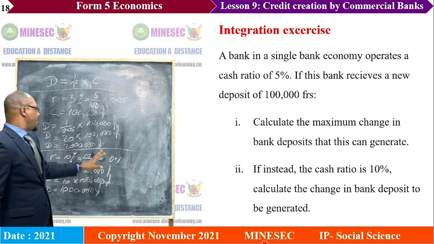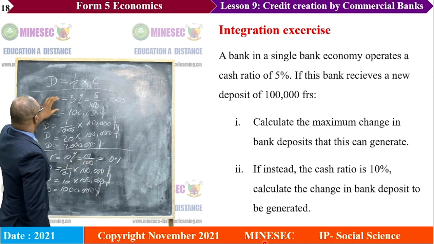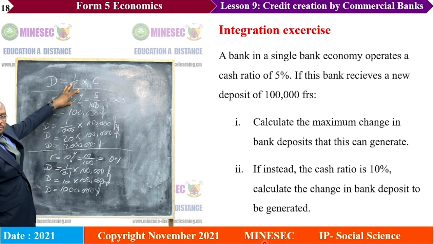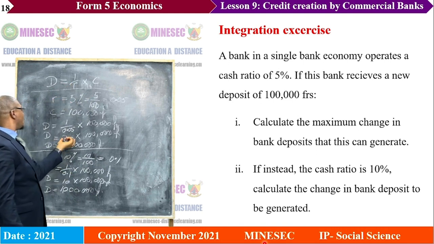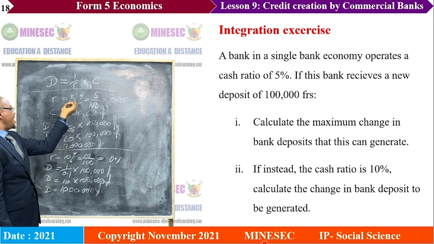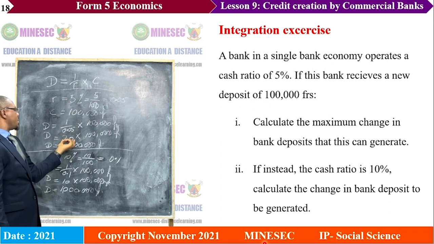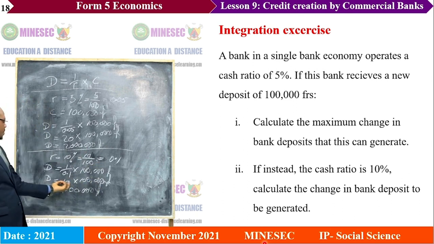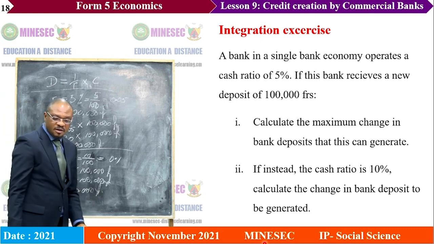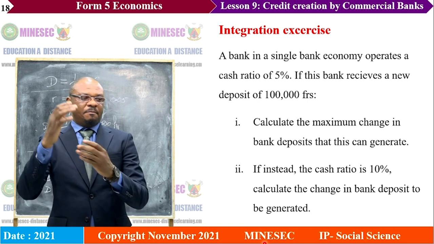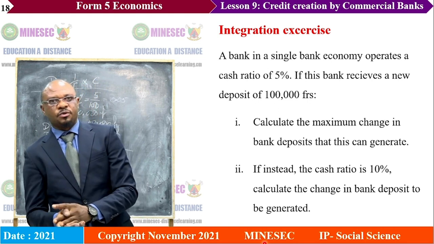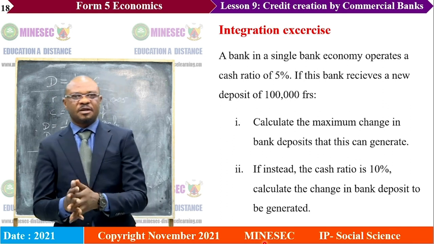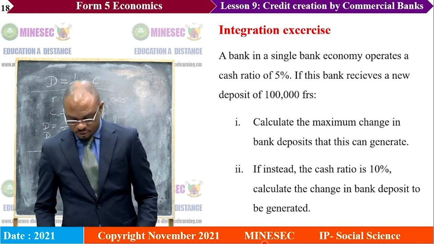So what have you observed here? We notice that when the cash ratio is small, the deposit expansion multiplier will be high. So when the cash ratio is 5%, the deposit expansion multiplier is 20, and so the maximum level of bank deposit created is 2 million. When the cash ratio increases to 10%, the deposit expansion multiplier drops to 10, and so the maximum amount of bank deposit to be created is 1 million francs. So it means that the bigger the cash ratio, the smaller will be the deposit expansion multiplier, and the smaller will be the ability of banks to create credit.